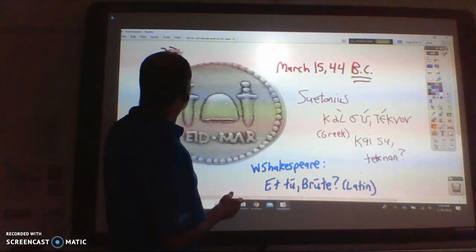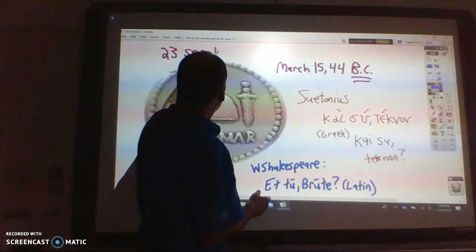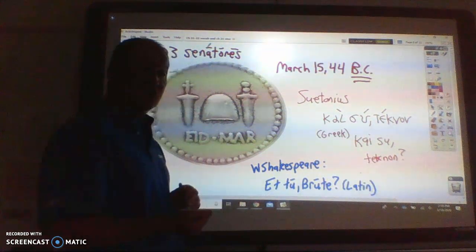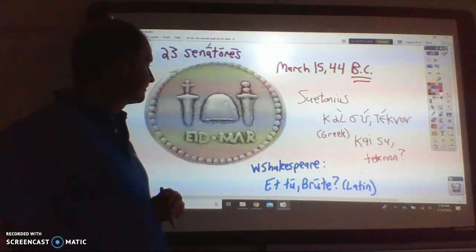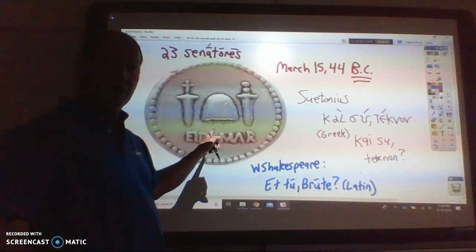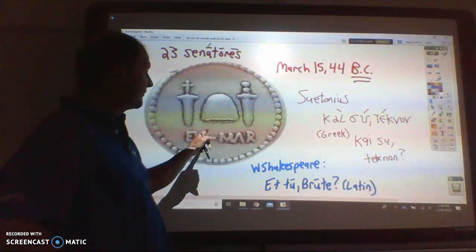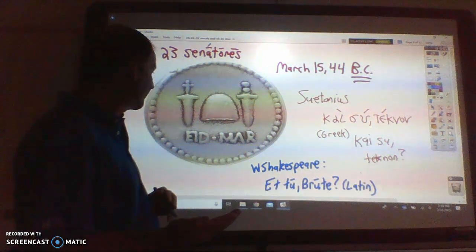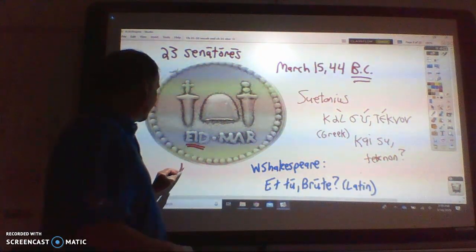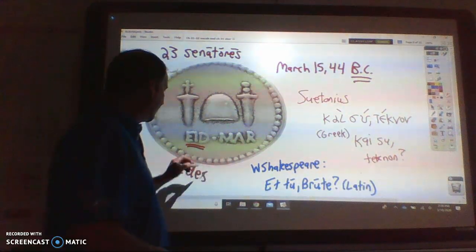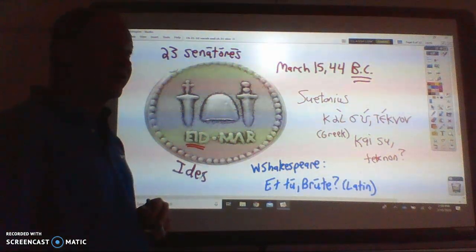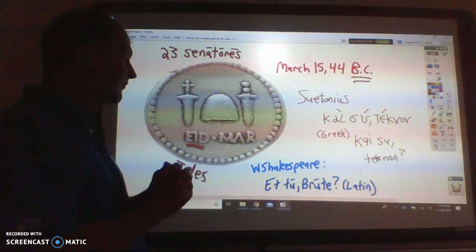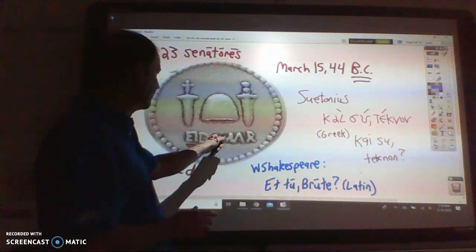23 senators formed a conspiracy to kill the dictator who was Julius Caesar. This is an ancient Roman coin which commemorates the assassination of Julius Caesar. It was done by one of the conspirators. This is Ides. It's spelled a little bit different because spelling was not uniform in ancient times. Sometimes they spelled words a little bit differently. But it's the Ides of March.